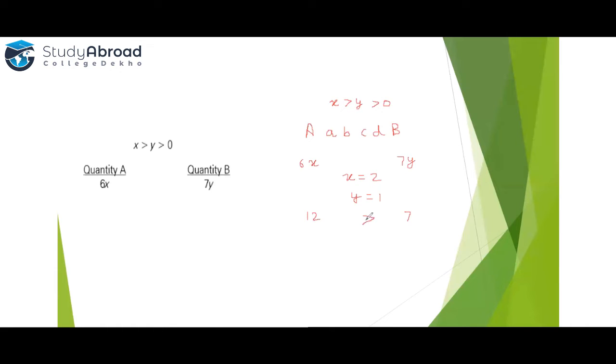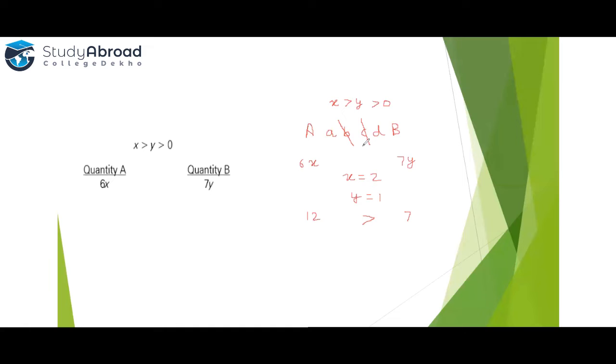Which quantity is greater? Quantity A is greater. So if quantity A is greater, which options can I eliminate? I can eliminate answer choice B and answer choice C, because if quantity A is greater, B and C cannot be correct. Okay, now, can we try a different number?